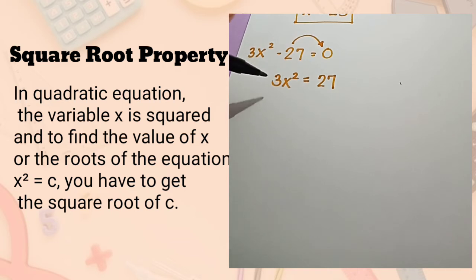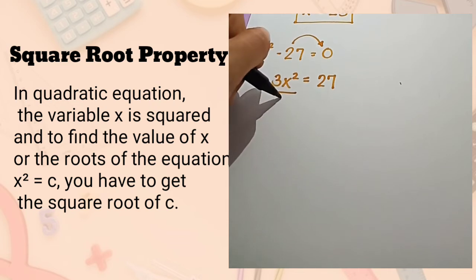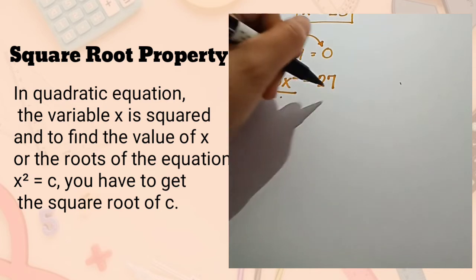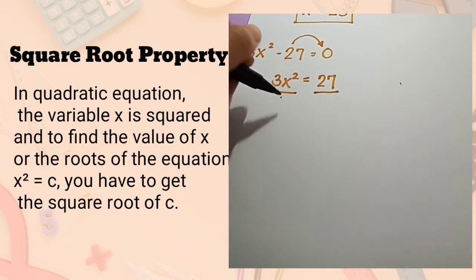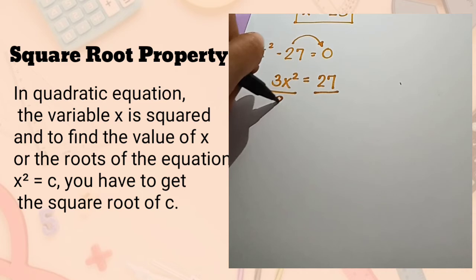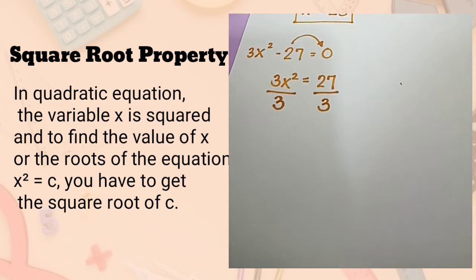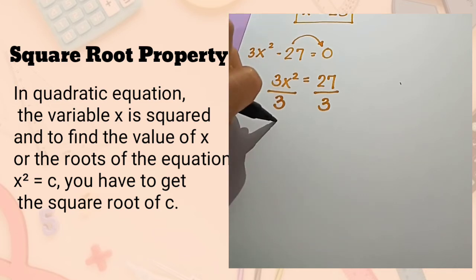Take note, tatandaan natin kapag mayroon tayong value ng A na hindi equal to 1, kailangan muna natin silang i-divide both sides kung ano man yung value ng A. I-divide natin sila parehas sa number 3, sa value ng A dito. Since 3x squared divided by 3 ay equal to 1 na siya, x squared na lang yung ating isusulat.